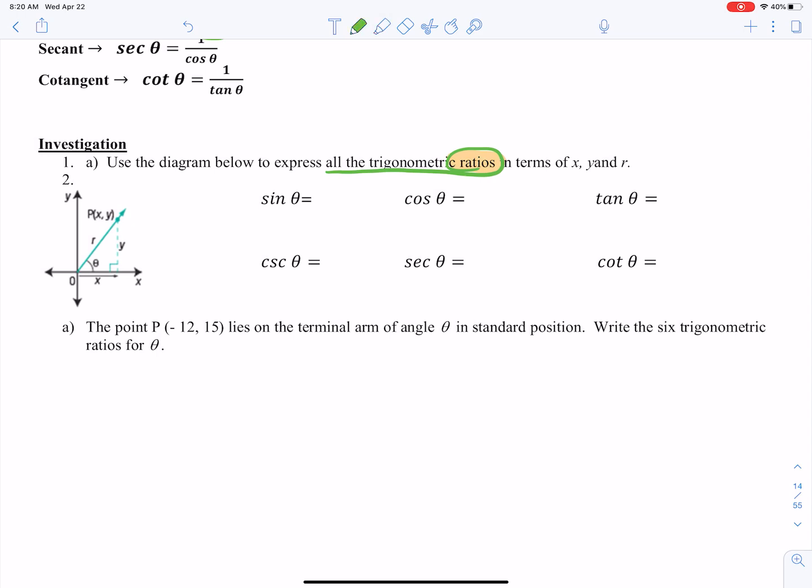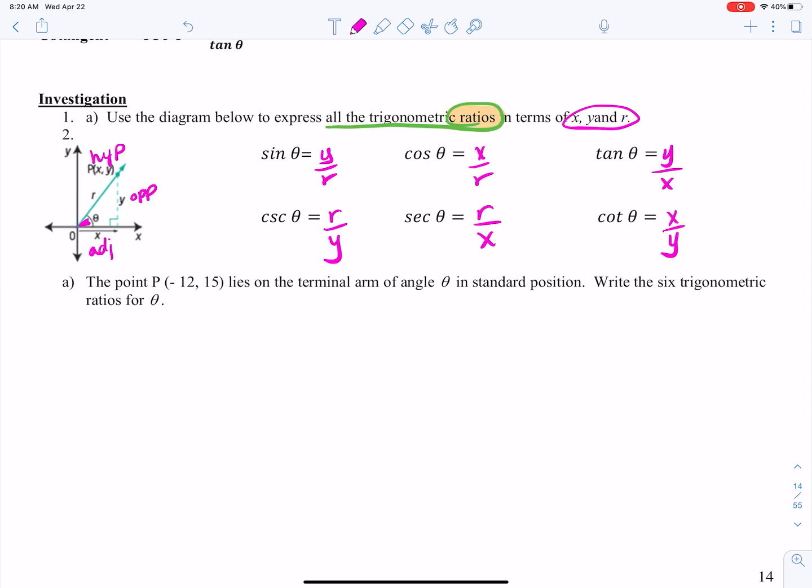So let's take a look. Use the diagram below to express all the trig ratios in terms of x, y, and r. All right, well, I'm going to take sine, opposite, adjacent, hypotenuse, and I know it is y over r, cos is x over r, tan is y over x, cosecant, r over y, secant, r over x, and cotangent, x over y. So that's just a little bit of a review of what we've done above.